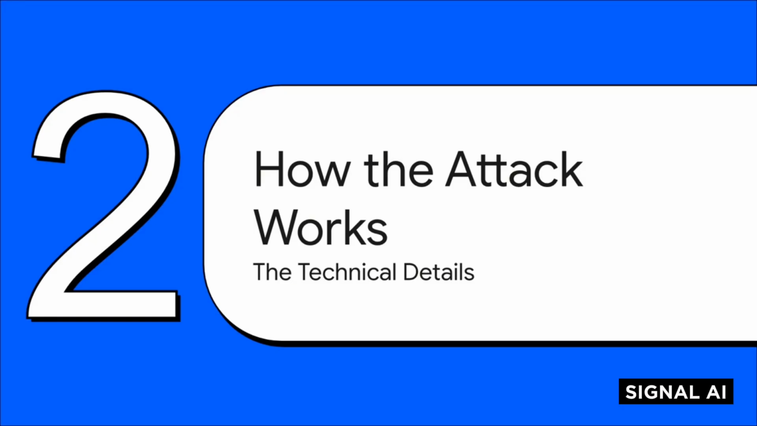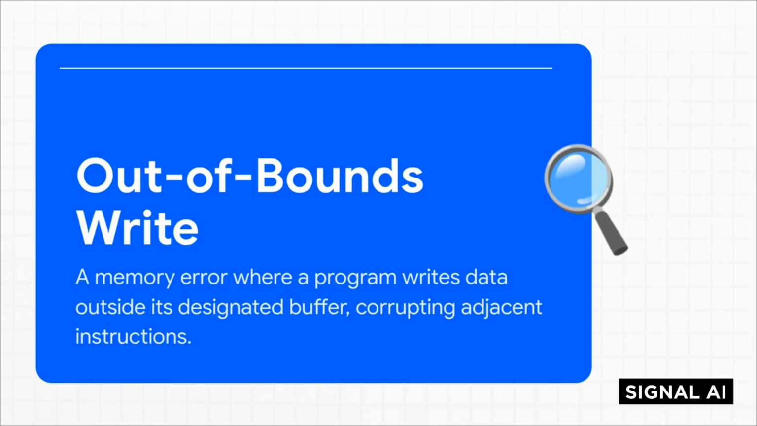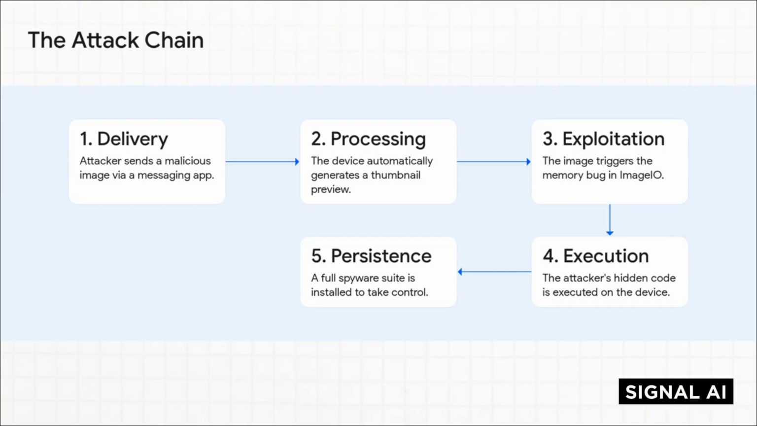Okay, so how on earth does a simple picture file get turned into a weapon? The way it works is, well, it's pretty clever, and honestly, incredibly dangerous. The technical term for the flaw is an out-of-bounds write. I love this analogy. Think of it like a program writing outside the lines in a notebook. But instead of just making a mess, it starts scribbling all over the critical instructions on the next page. That's what's happening here. By building a special booby-trapped image file, an attacker can trick ImageIO into corrupting your device's memory and taking over.